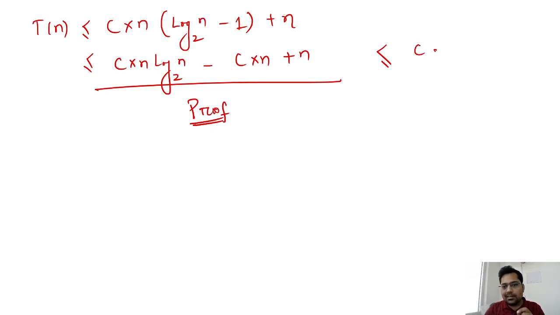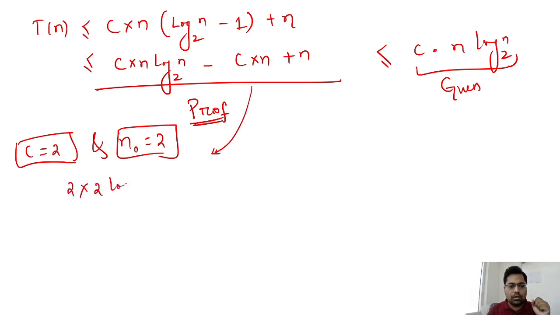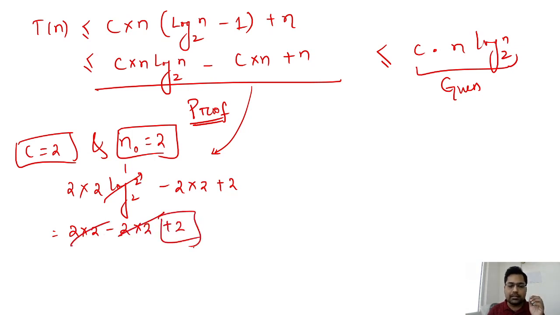Proof: if it is less than the constant which we have actually taken, log N base 2, which is a part of the guess. If it is there, then you can say your guess is a correct guess. You can take a simple value, and N naught could be 2. Instead of N, I'm just representing it as N naught. If I do that, this proof side will be 2 into 2 log 2 base 2 minus 2 into 2 plus 2, where log 2 base 2 is 1, so 2 into 2 minus 2 into 2 plus 2, where it is 4, 4 got cancelled, and 2 will be the answer in proof side.